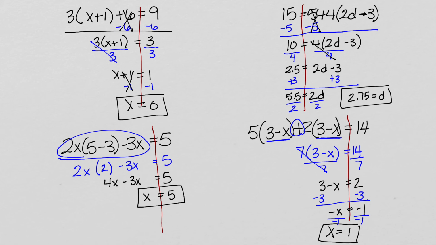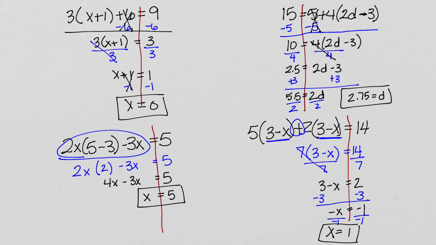Now, if you're not sure of your answer, plug it back into the equation, and then see if you get what you want. So in this case, 0 plus 1 is 1. So 3 times 1 is 3, plus the 6 is 9. So 0 did work, okay? So you can check your answer.